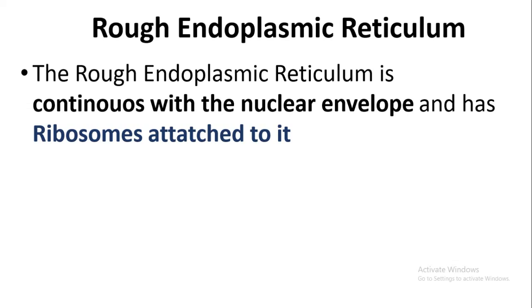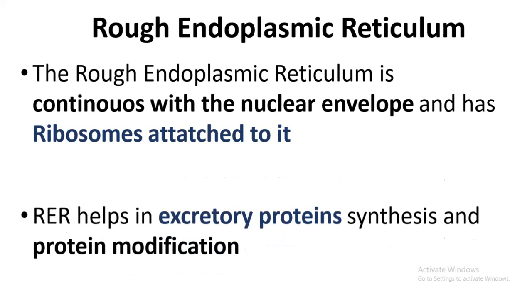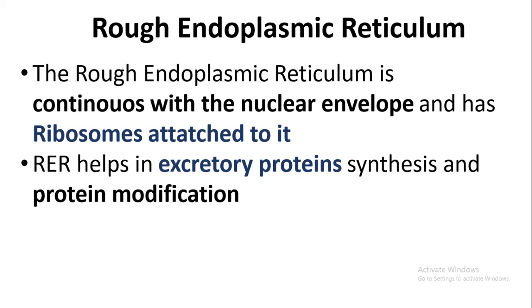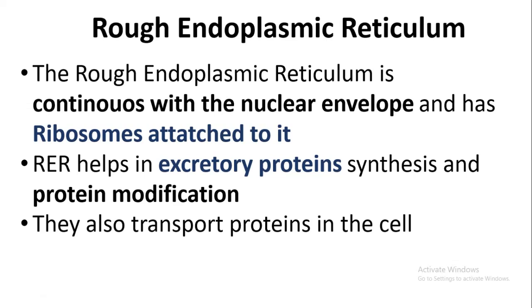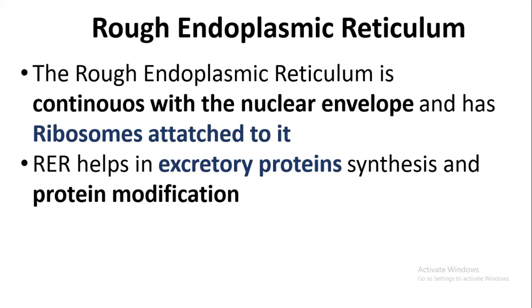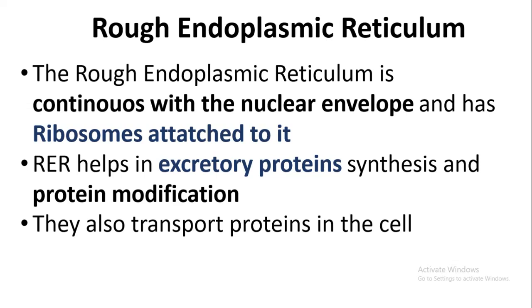So we can simply say that the rough endoplasmic reticulum contains what? The ribosomes. And what role does it play? So this means that this rough endoplasmic reticulum, because it contains ribosomes, helps in the synthesis of what? Of proteins. Okay? And its modification. So the rough endoplasmic reticulums play a role in the synthesis of proteins. Like I said, endoplasmic reticulum, they play a role in the what? Intracellular transportation. Okay, so this means that this same rough endoplasmic reticulum, which helps in the synthesis of proteins, they also help in the transportation of what?